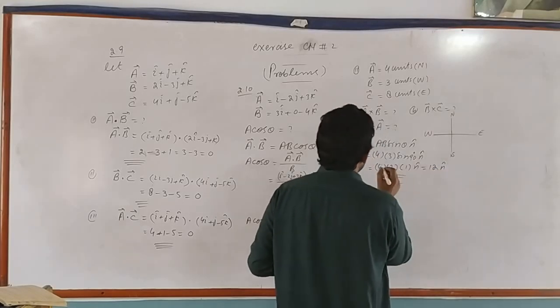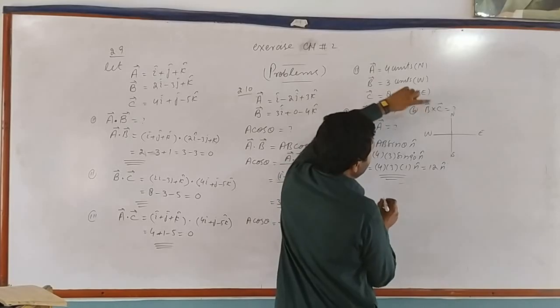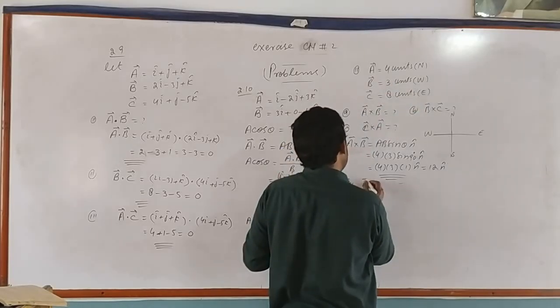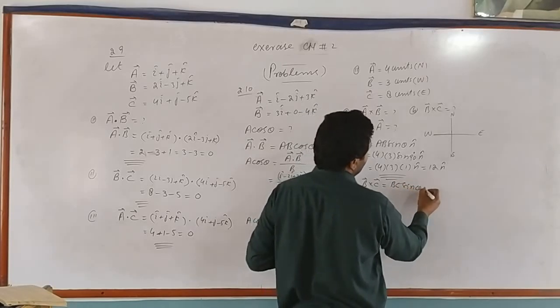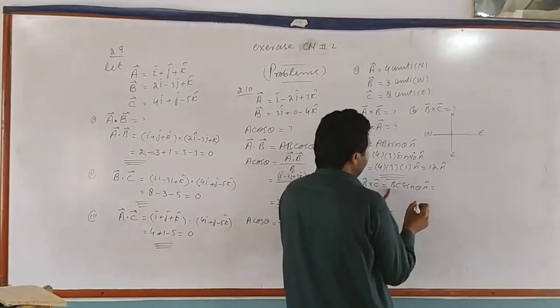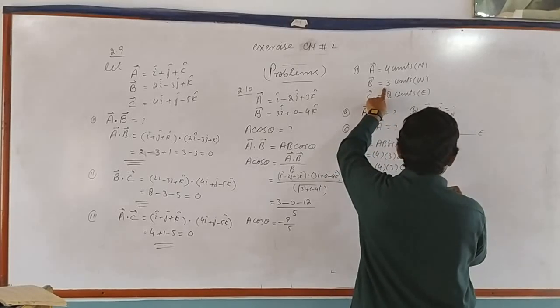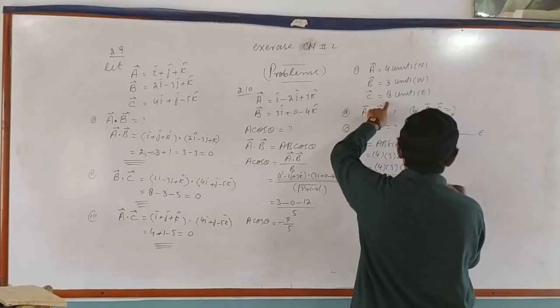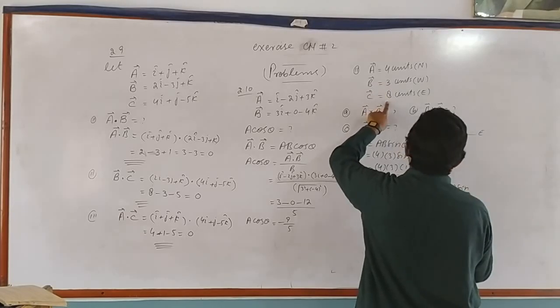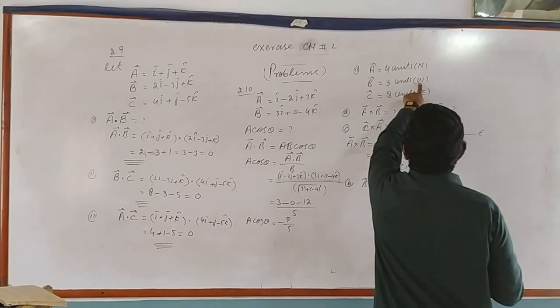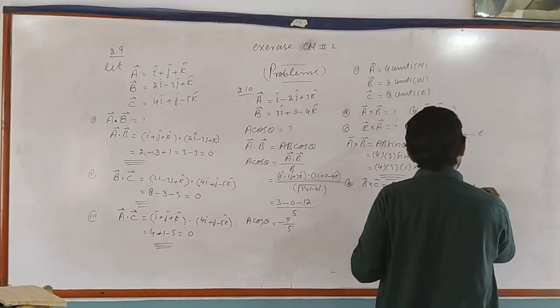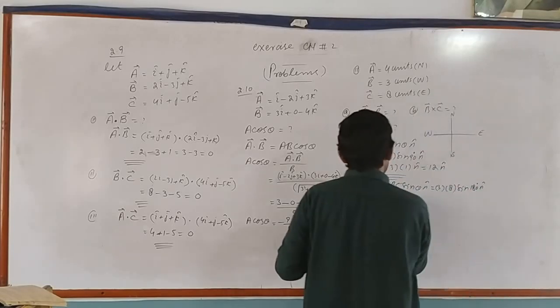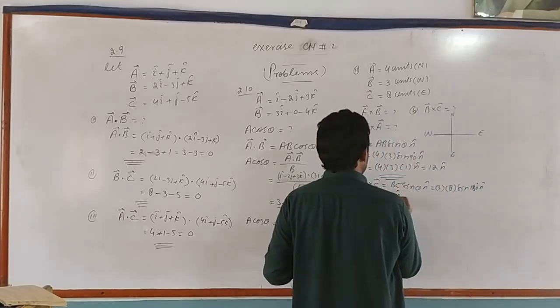Dear students, now we multiply vector B with vector C. The resultant will be BC sin theta n unit vector. Putting the values, magnitude of vector B is 3, magnitude of vector C is 8, as vector B is toward west and vector C is toward east. West and east are 180 degrees apart, sin 180 is equal to 0. So the resultant will be 0 n unit vector.